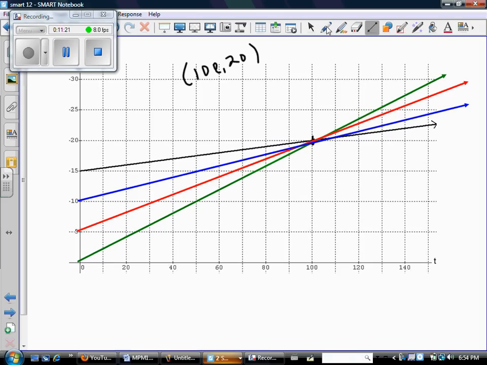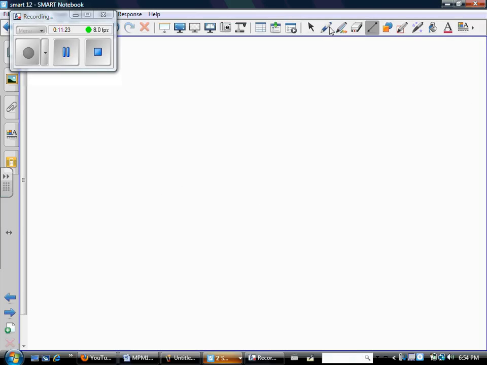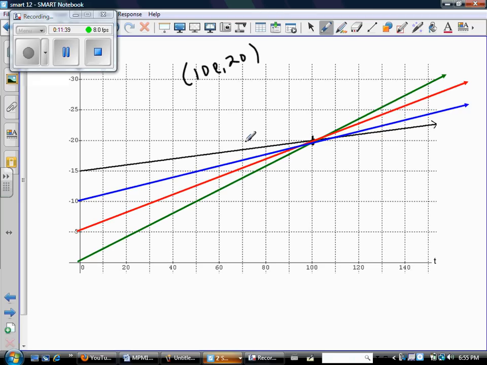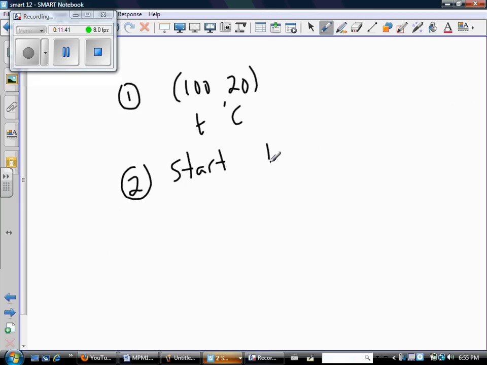So what do we know about this line we have to create? We know 3 things. We know, first of all, it has to pass through the point 120. So that's time and cost. We also know that it has to start below 15.